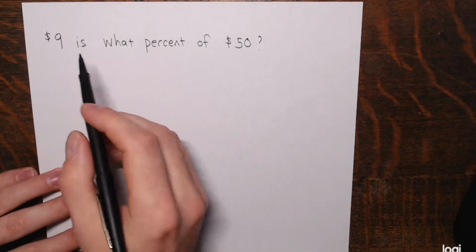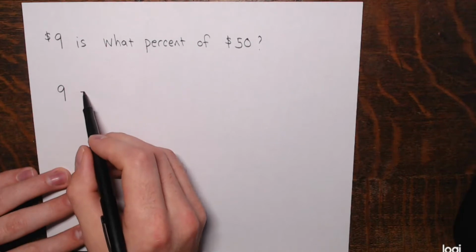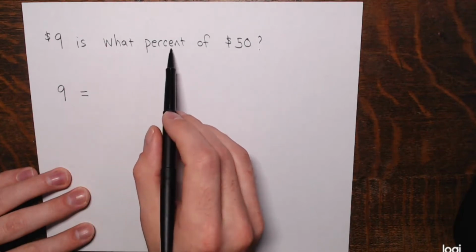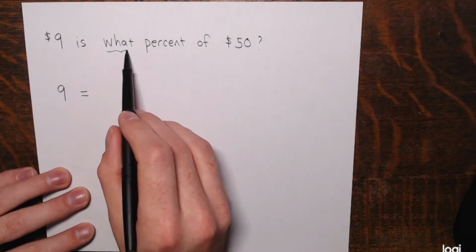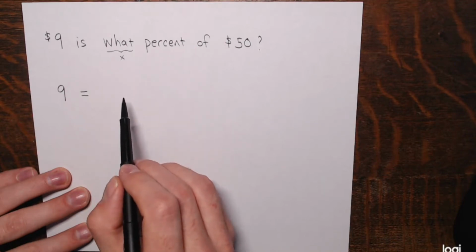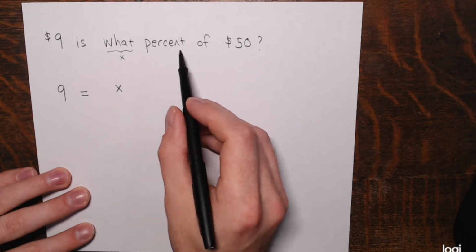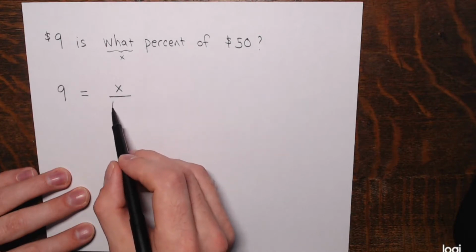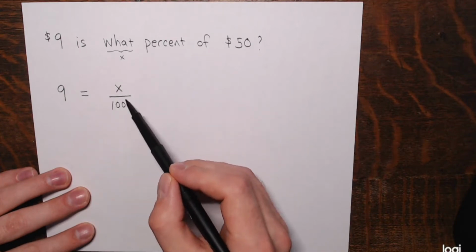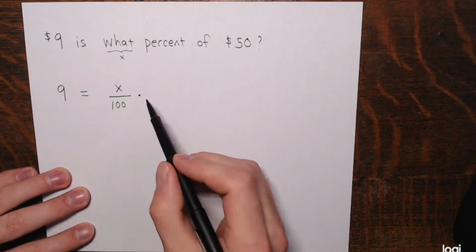Now $9, I'll write 9 on the left side, equals what percent? So when I see what, that's going to be some unknown. I'll call that X. Percent, remember, what it means is divided by 100. So here's what percent of times, and then $50.